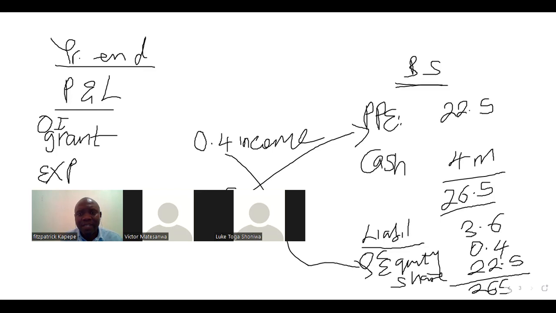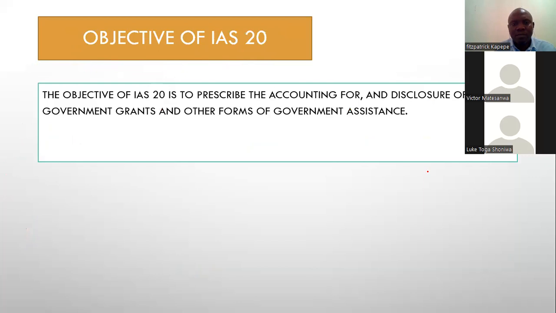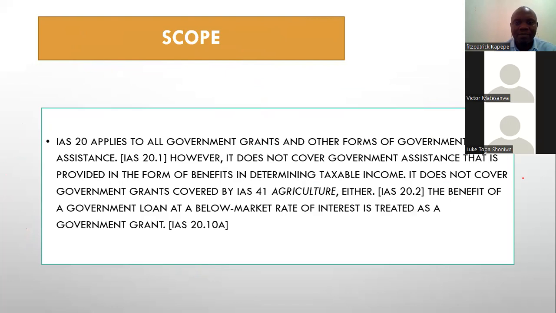So, we get back there. Okay. So the objective of IAS 20 is to prescribe the accounting for and disclosure of government grants and other forms of government assistance. Now it's just a theory on the scope. So IAS 20 applies to all government grants and other forms of government assistance. However, it does not cover government assistance that is provided in the form of benefits in determining taxable income, because then there is no asset to it. So it cannot be covered under this.